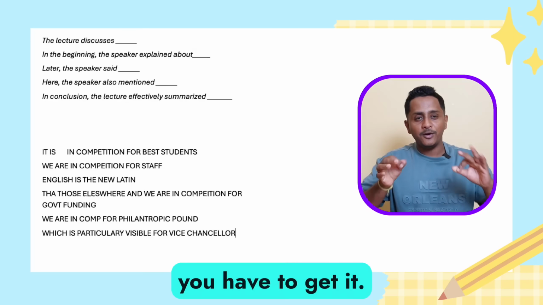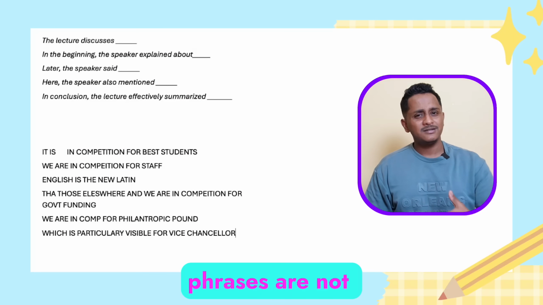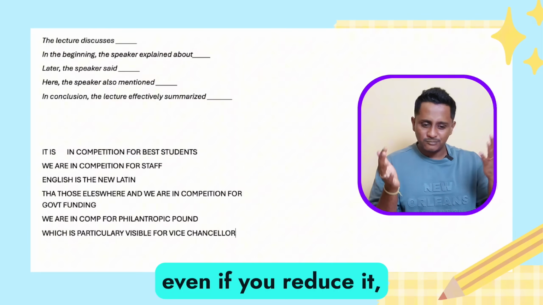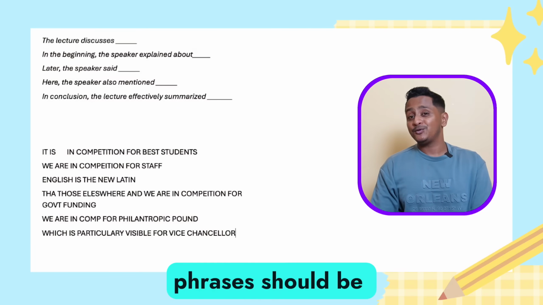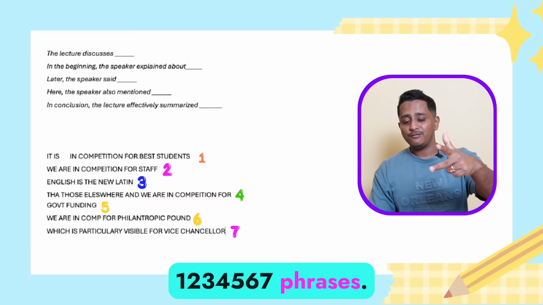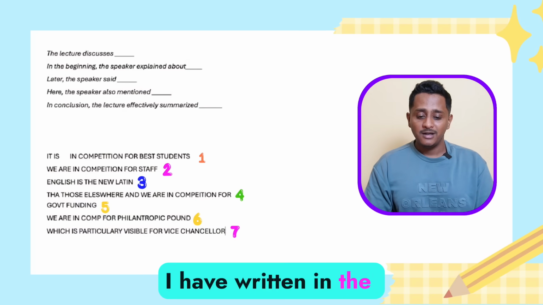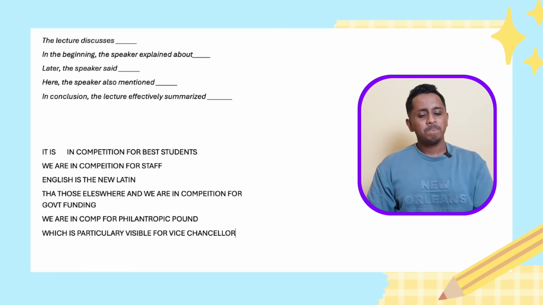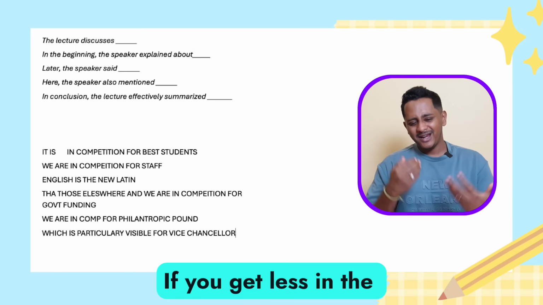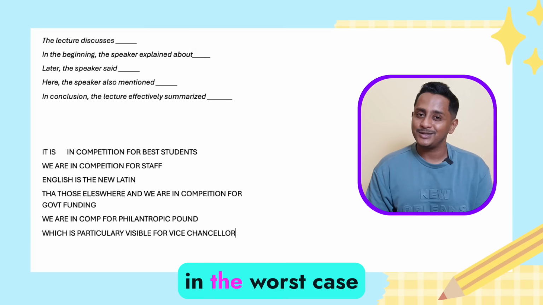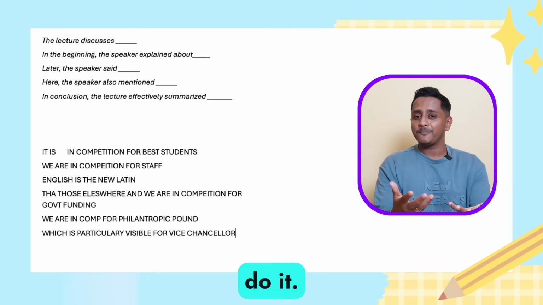You do this 100%, you have to get it. This number of phrases is not required. Even if you reduce it, at least 4 to 5 phrases should be enough. I've written 1, 2, 3, 4, 5, 6, 7 phrases. In the fourth line, I've got 2 phrases. If you can get more, definitely the software will be impressed and give you more score. If you get less, in the end, I'll show you in the worst case what you should be doing. But this is how you do it.